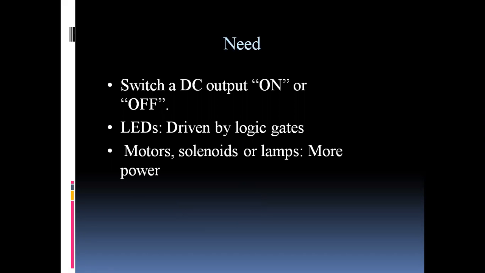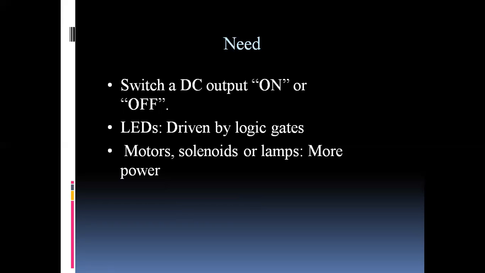So let us move towards what is the need. In that case, we are going to use the transistor as a switch. So what is a switch? A switch is nothing but a circuit or a device or a component which just passes the signal as it is. It means it switches a DC output on or off without any change in the signal.